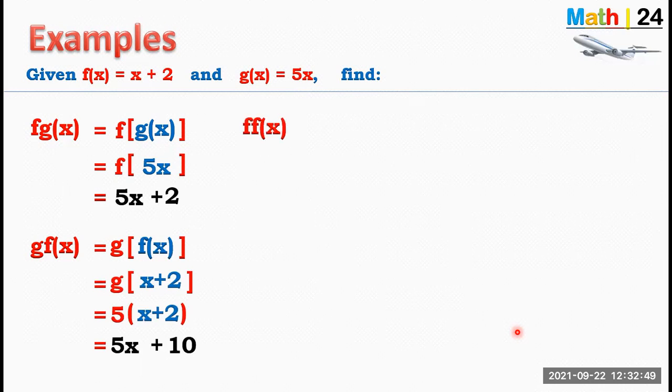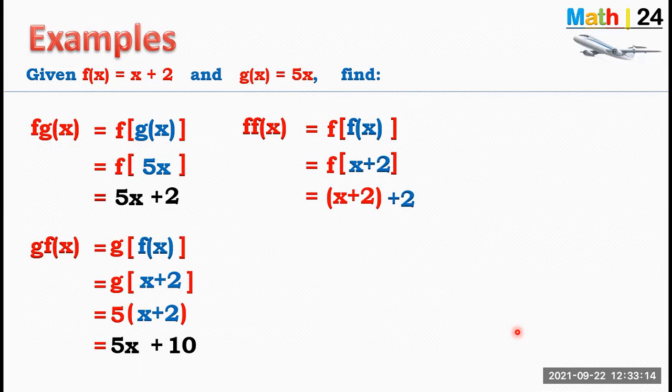Find f of f of x. Many examples here. So in the function f, replace x by f of x. So this gives us f of f of x. That will give us f of x plus 2. And I'm going to replace x in that function by x plus 2. So we'll have x plus 2 plus 2. That gives us x plus 4 as the composite function f of f of x. Yeah, x plus 4.